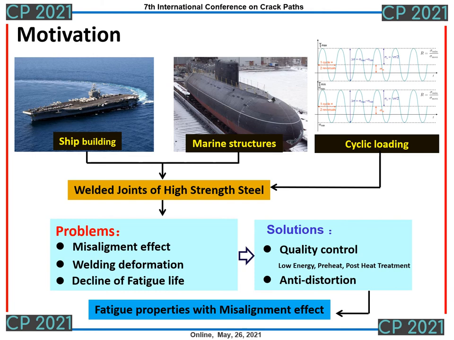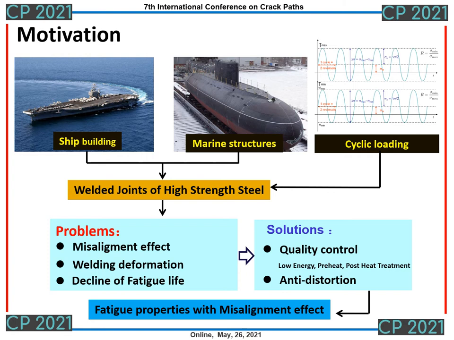So, for these problems, we can propose some solutions. First is to control the quality of the welding, such as low energy input or preheating or post-heat treatment, to solve the distortion of the welded structures. And another strategy about the distortion is to design some anti-distortion machine or technique to solve that problem.